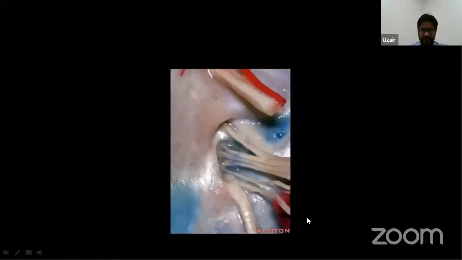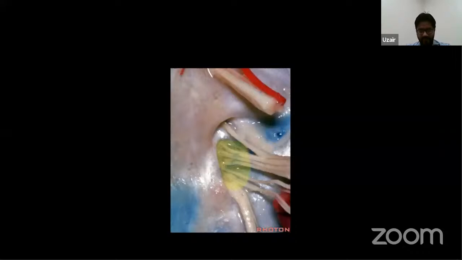So this is the actual cadaveric model of the jugular foramen. So this is the region of the jugular foramen. This is the fibrous septum that we discussed earlier. This one is the glossopharyngeal meatus, through which the glossopharyngeal nerve is going to exit the skull. This one is the vagal meatus, through which the vagus and spinal accessory nerves are going to exit the skull.